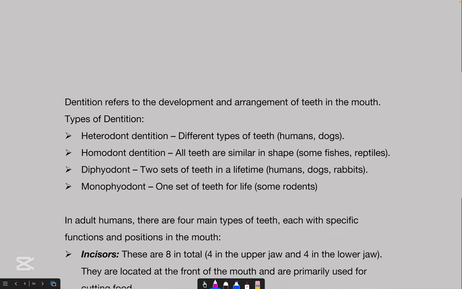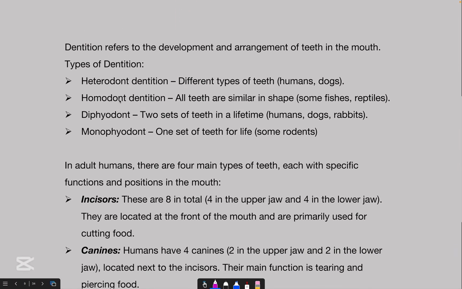Now, let us look at dentition. Dentition refers to the development and arrangement of teeth in the mouth. We have types of dentition. The development and arrangement of teeth in the mouth is called what, my dear student? Dentition.